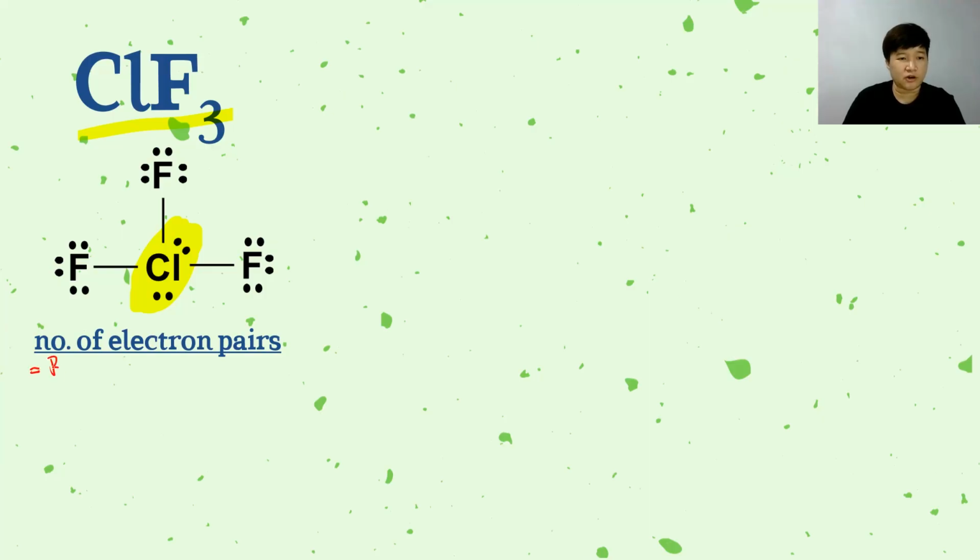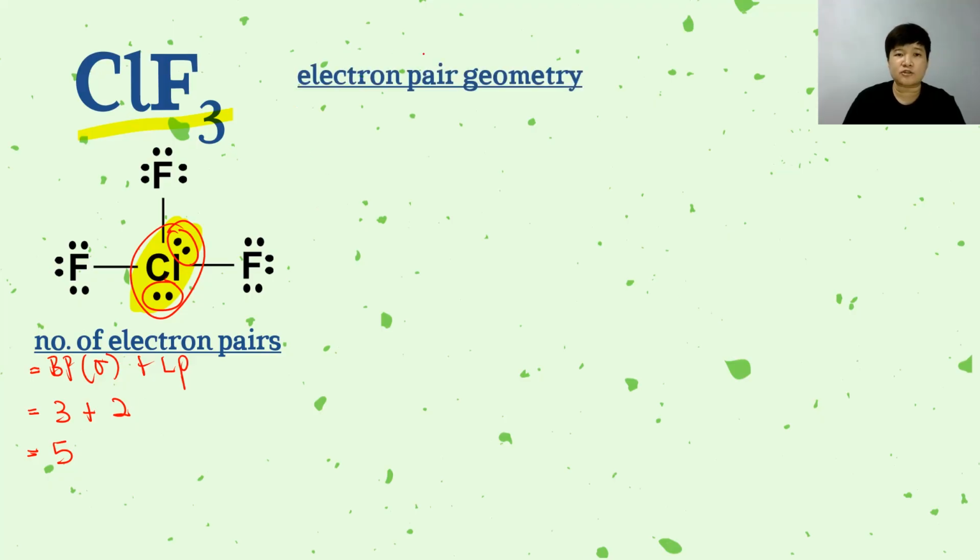So the number of electron pairs is the bonding pairs, sigma, plus the lone pairs of your central atom. Your bonding pairs over here are 3 sigma, plus 2 lone pairs, 1, 2. And the total number of electron pairs is 5. From the total number of electron pairs, you will know the electron pair geometry, which we also call the basic geometry. The basic geometry when it's 5 is, obviously, trigonal bipyramidal.